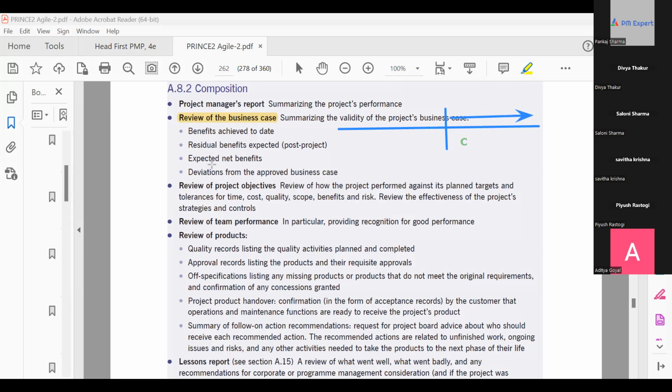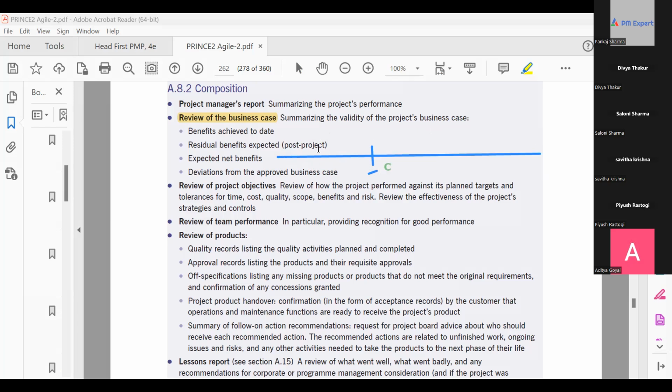Now, the third point is important: expected net benefit. Expected net benefit is a forecast, a projection based on the current achievement. How do we calculate expected net benefits? It's more like a forecast. Let me show you how expected net benefits are calculated. Suppose this is a benefit timeline, and you are at this point C.